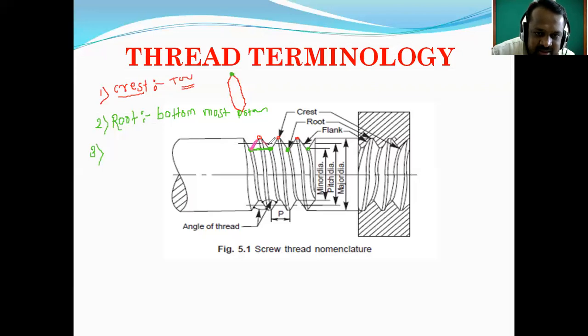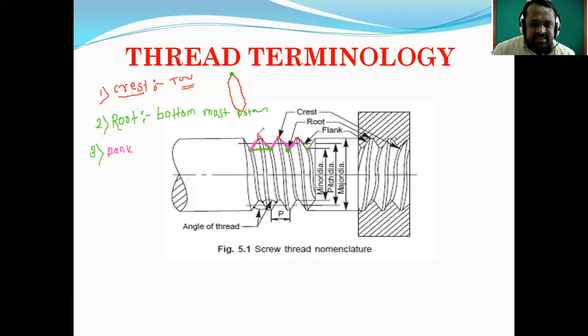This portion is the plank. This inclined portion, inclined surface we can say. We can observe here. The plank is nothing but the surface which joins the crest and root.